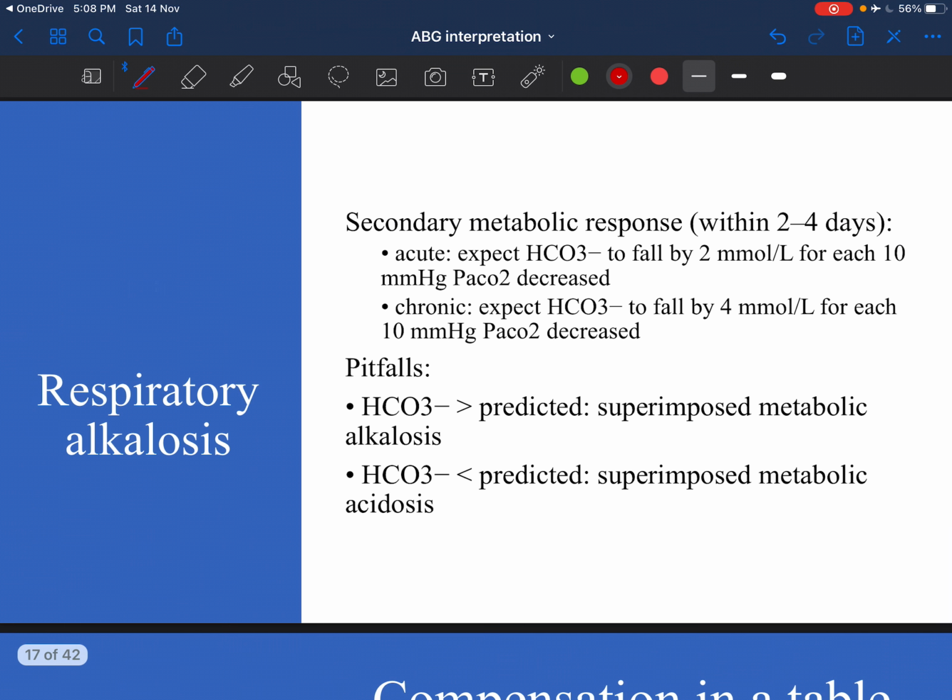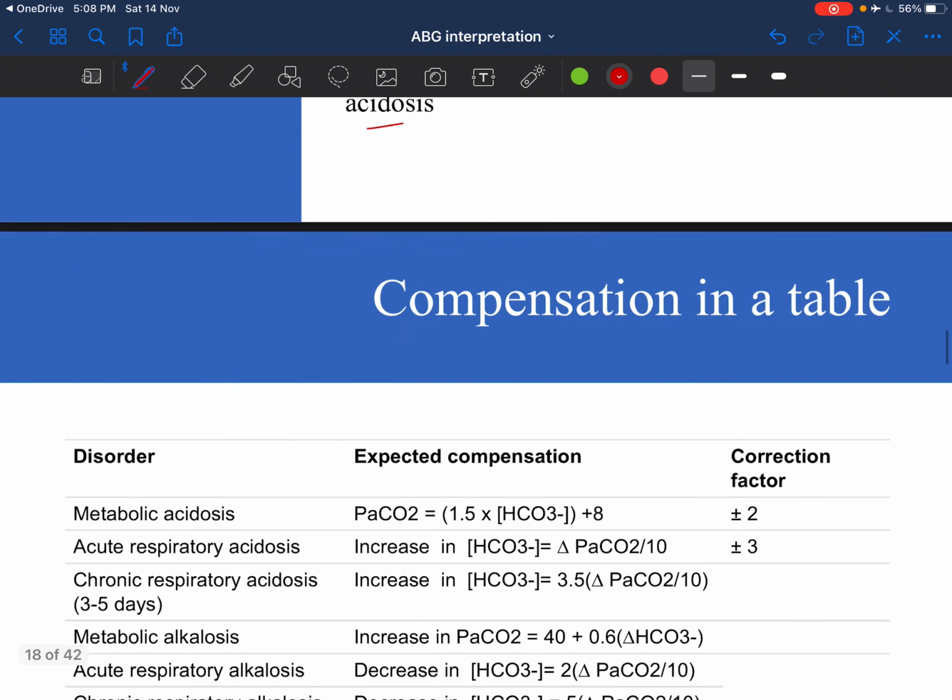Similarly, for respiratory alkalosis also, there you saw it was 1 and 4 to 5. Here it is 2 and 4. That's the only difference. Okay, rest everything is going to be the same. In acute, we expect the bicarbonate to fall by 2 for each 10 fall in PaCO2, and fall by 4 in bicarbonate for each 10 fall in PaCO2 in chronic. Again, bicarbonate more than predicted means there is additional alkalosis. Less than predicted means additional acidosis.